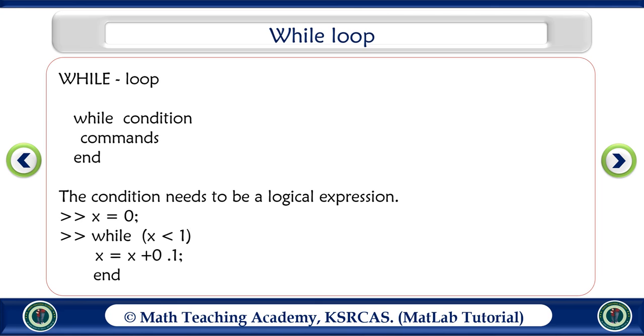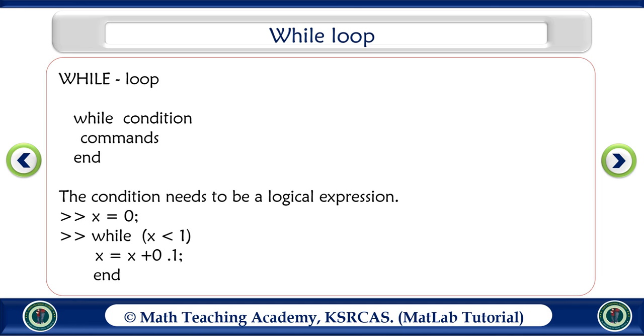So 0 is compared with 1. 0 less than 1 is true. That is why the control will transfer to the command next to the while command. So x = x + 0.1 is executed. The present value of x is 0, so 0 plus 0.1 is 0.1. It will be stored to the variable x again, and then the control will transfer to the next statement, that is end.